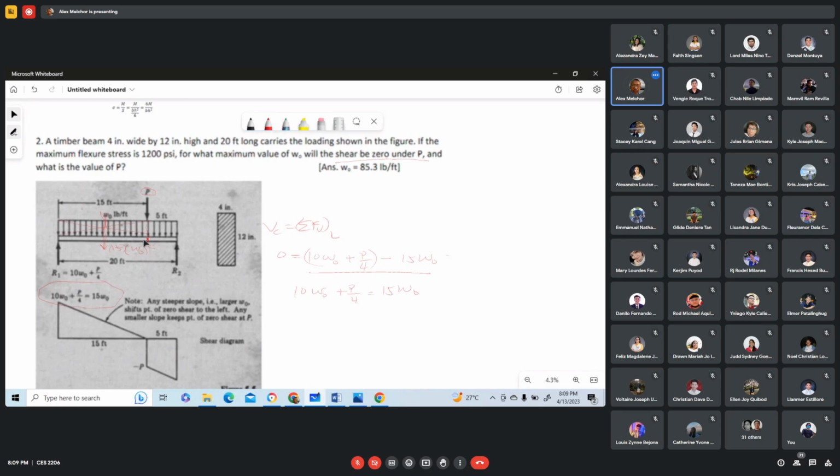Now, what is the maximum moment? The maximum moment occurs at 0 shear in here. It will occur at 0 shear. So you find the moment right here at this section. Okay, so the moment at that section, which is our maximum moment, is just M sub C. You sum up moments considering the left portion of the section.